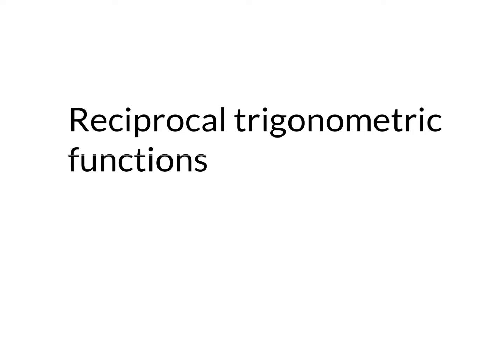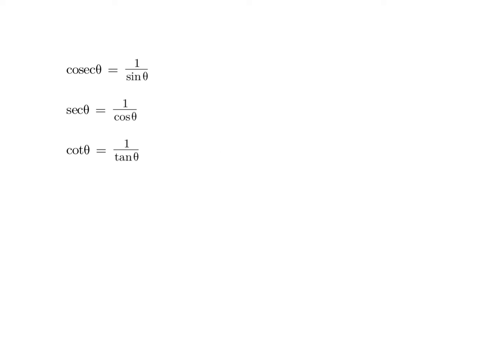Welcome to Reciprocal Trigonometric Functions. So a reminder that reciprocal means 1 over, and so for each of our trigonometric functions, that's sine, cos and tan, we have reciprocals. So cosec theta is 1 over sine theta, sec theta is 1 over cos theta, and cot theta is 1 over tan theta.